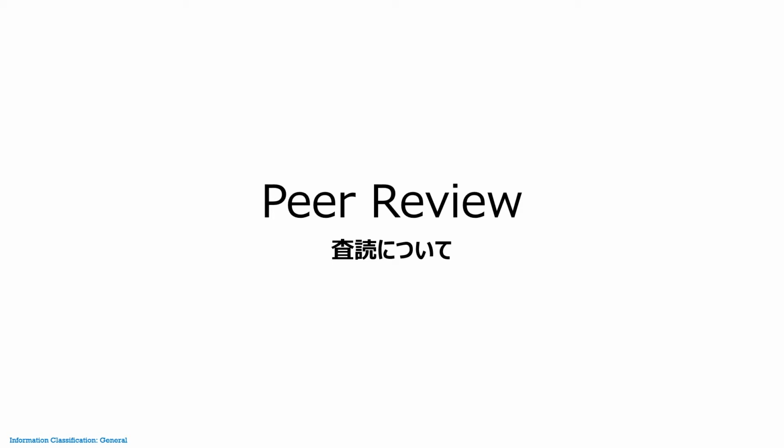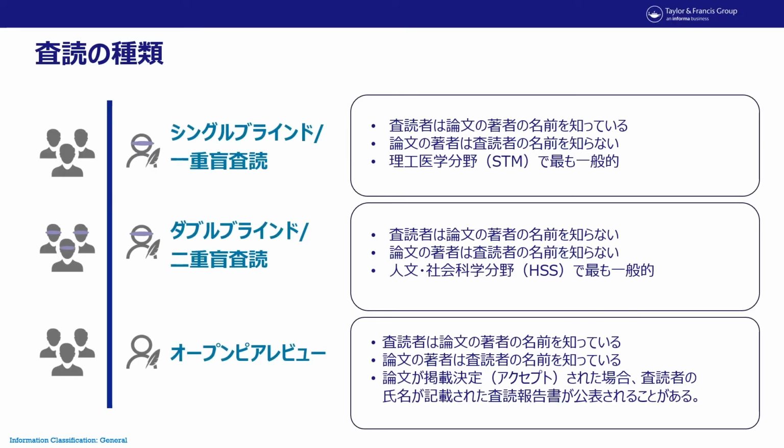Peer review. There are three types of peer review you're likely to come across. The first is called single blind.